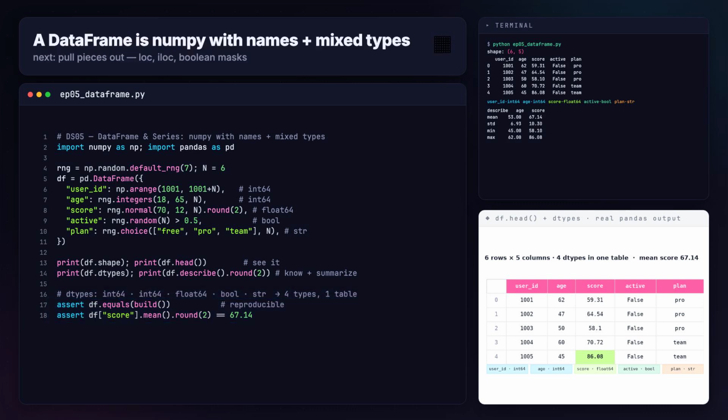That's the whole idea. A data frame is NumPy with names and mixed types, and head, dtypes, describe are how you read it before you trust it. Mean score 67.14, reproduced to the digit. Next, we stop looking at the whole frame and start pulling pieces out: loc, iloc, and boolean masks for selection.